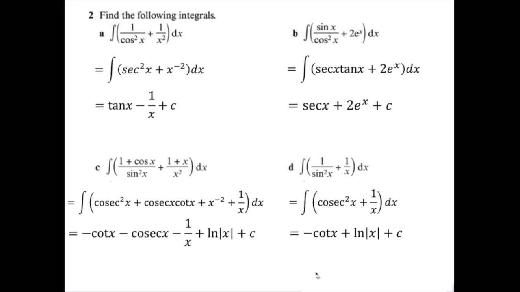Now that's how quickly you need to be able to do it as well. Okay, so if you can't do it that quickly yet, you need to get a lot of practice with this. You also might be thinking, do I really need to learn all these integral standard functions? Yes, you do. Yes, you do.